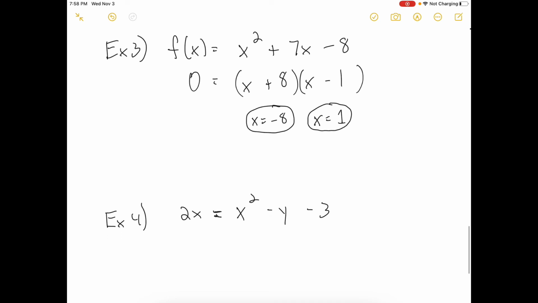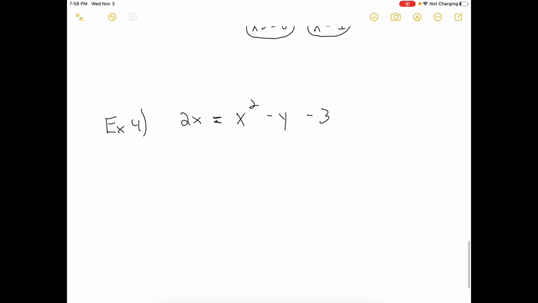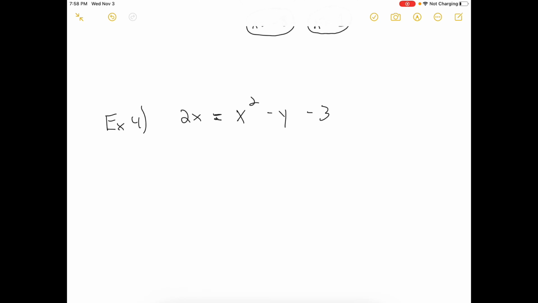Okay, and then example 4. Find the zeros of this quadratic, and we know it's a quadratic because my highest exponent of x is 2. I just need to get it in standard form. Let's get y by itself. So I'm going to take this -y and make it positive. Take 2x over here. So I have positive y equals x squared minus 2x minus 3. So let's find the zeros of this.